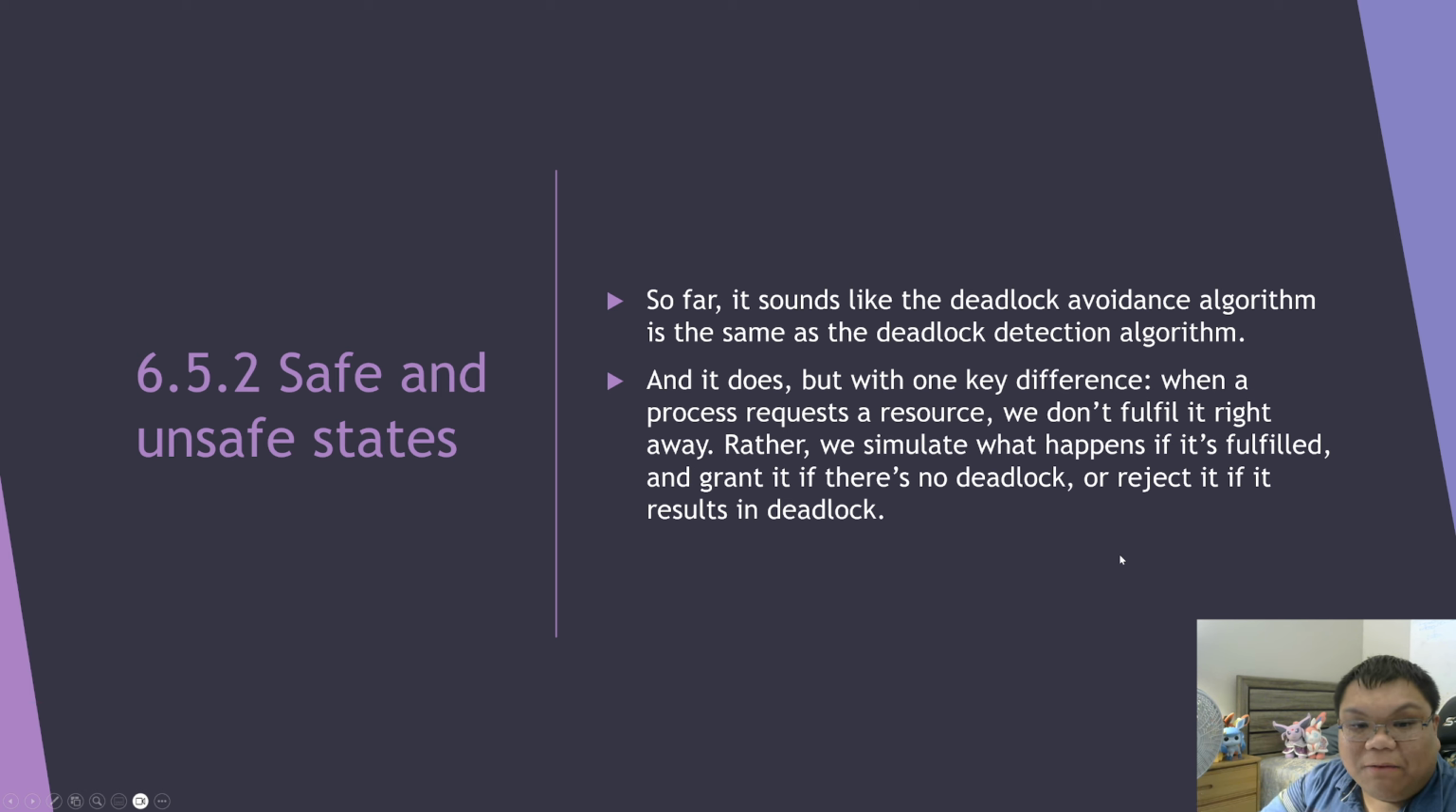Basically, it sounds like our deadlock avoidance algorithm is the same as our deadlock detection algorithm, and it does, but with one key difference. When a process requests a resource, we don't fulfill it right away. Rather, we simulate what happens if it's fulfilled, and then grant it if there's no deadlock. We grant the request if it does not lead to deadlock, or reject if it does. More specifically, if we grant the request and the next state is an unsafe state, reject the request. If the next state is a safe state, grant the request.